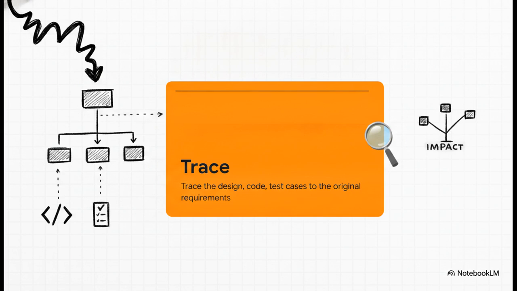The first of these continuous actions is to trace. This literally means tracing your ultimate design, your software code, and your test cases all the way back to the original requirements. Why do we do this? Well, because if a requirement changes down the line, we need to be able to instantly determine the impact of that change on every single piece of work that was anchored to it.